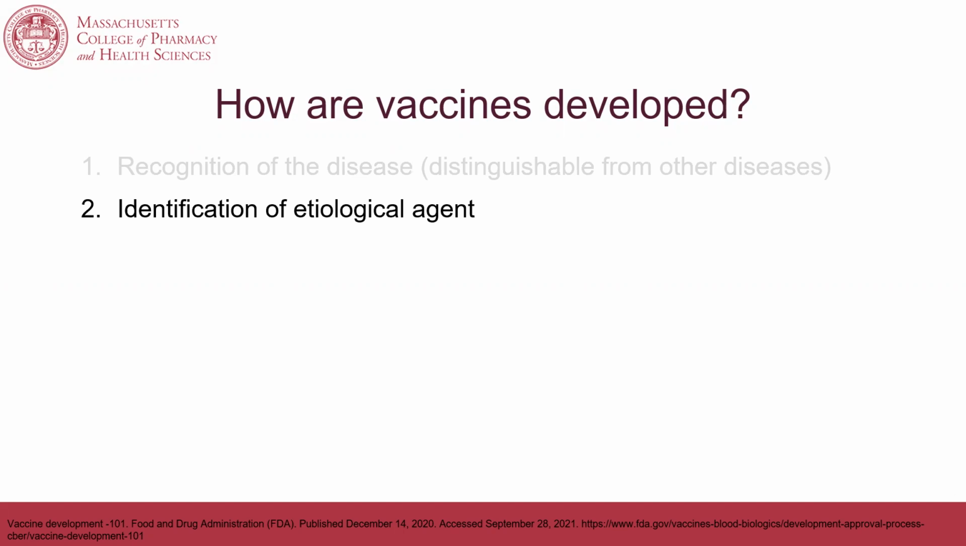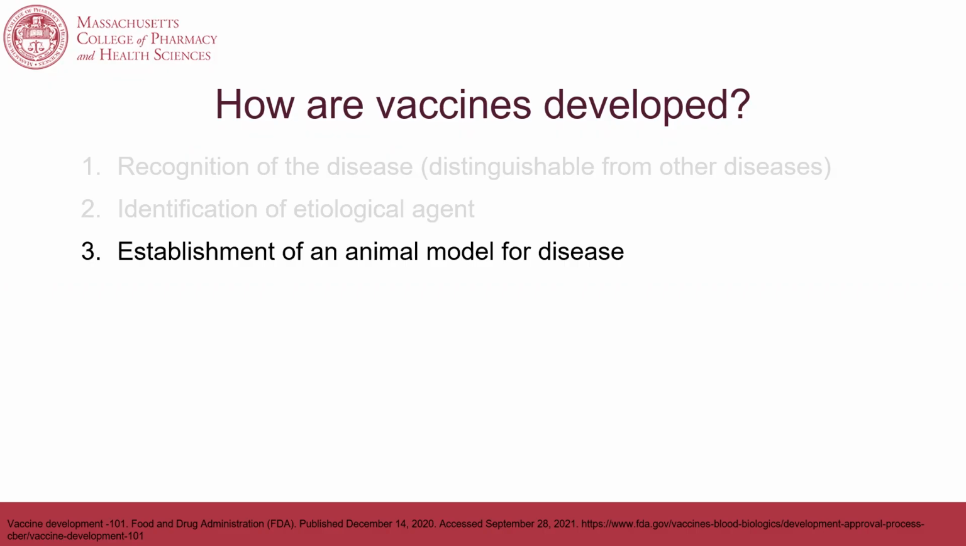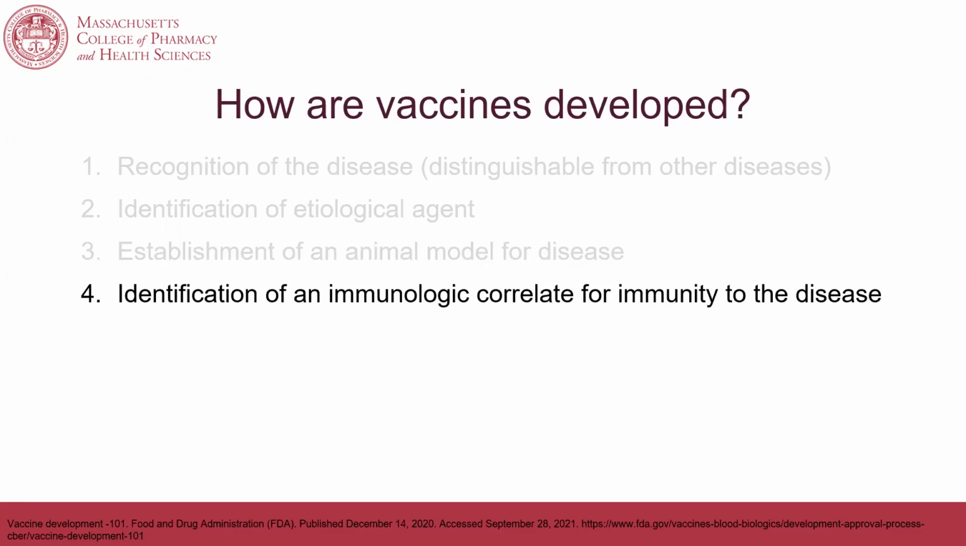Then you identify the pathogen that's causing the disease. And if available, you establish an animal model for the disease, so you could do preclinical studies. And just note, not every pathogen can grow in an animal model, like a monkey or rat or mouse. So there are some that don't have animal models. And then you would need to identify the immunologic correlate of protection or immunity to the disease. We'll actually talk more about this in depth in our immunology lecture.